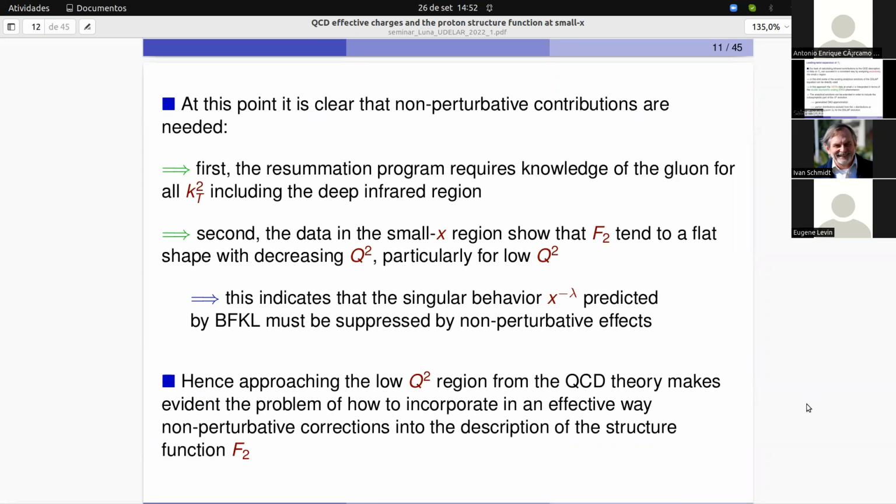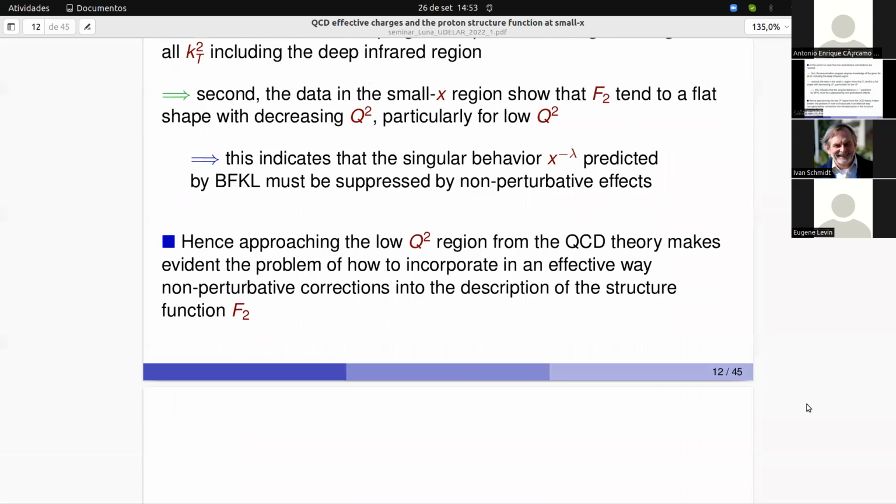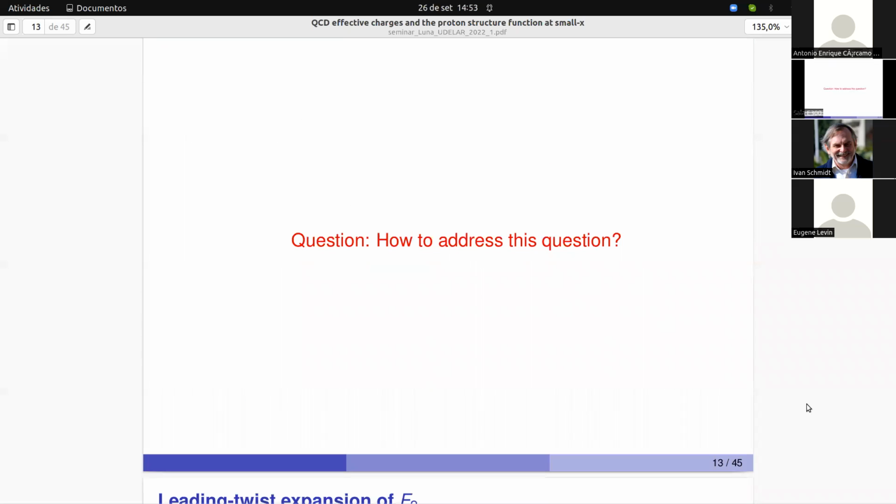So the question is, if you try to, before, please, here. You see that approaching the low Q square region from QCD theory makes evident the problem of how to incorporate in an effective way non-perturbative corrections in the description of the structure function. So the problem is given. So the question is how to do that, how to achieve a good description of F2?